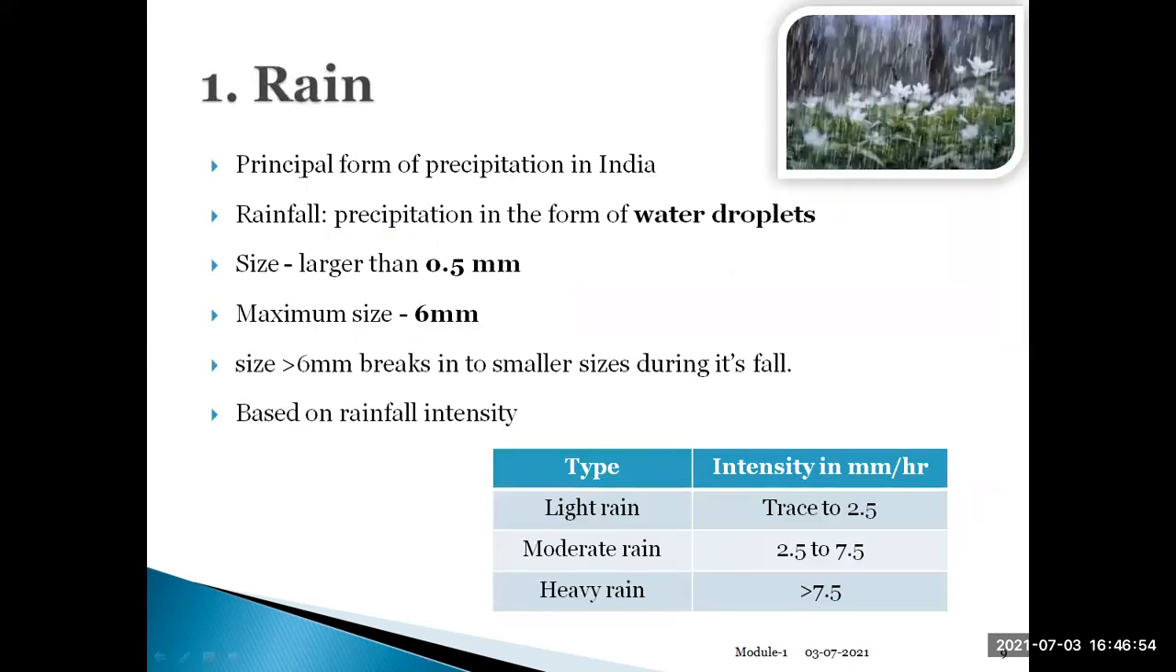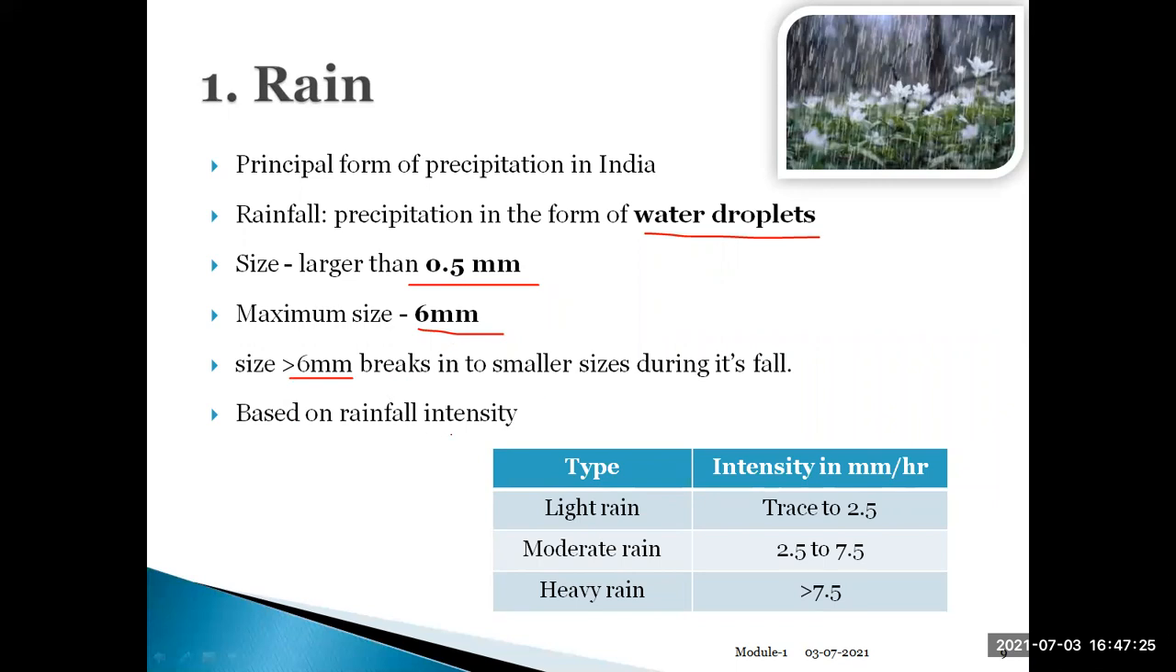Rain is the principal form of precipitation, and it is the form which usually occurs in India. Rainfall is precipitation that occurs in the form of water droplets, with a size larger than 0.5 mm. The maximum size is 6 mm. If the size exceeds 6 mm, what happens? It will break down into smaller sizes while it is falling from the atmosphere.